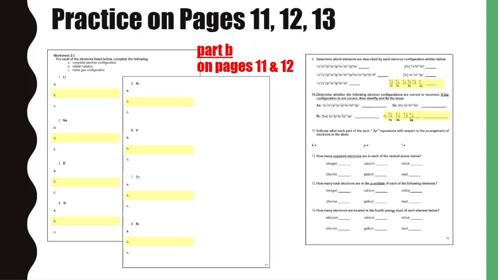Part B on pages 11 and 12 is this orbital notation stuff. Hopefully you already have the complete configuration there, so you can use that as a guide as you're creating your orbital notation. And there are just a couple of problems on page 13 that are orbital notation. So in the top, you're using that to identify an element, and then in question 10, you're identifying if that's correct or incorrect there.